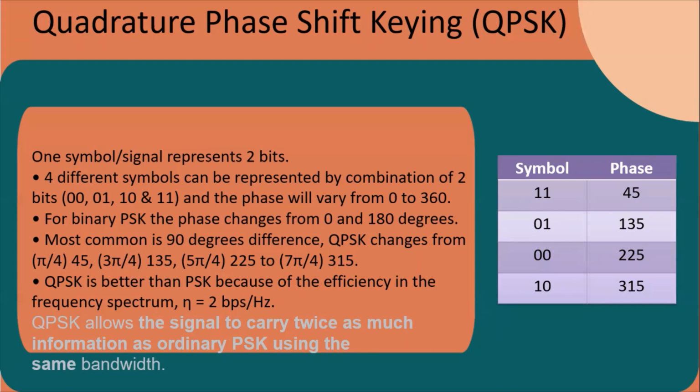Relatively, QPSK is better than PSK because of the efficiency in the frequency spectrum. So in this case, QPSK allows a signal to carry twice as much information as ordinary PSK using the same bandwidth.